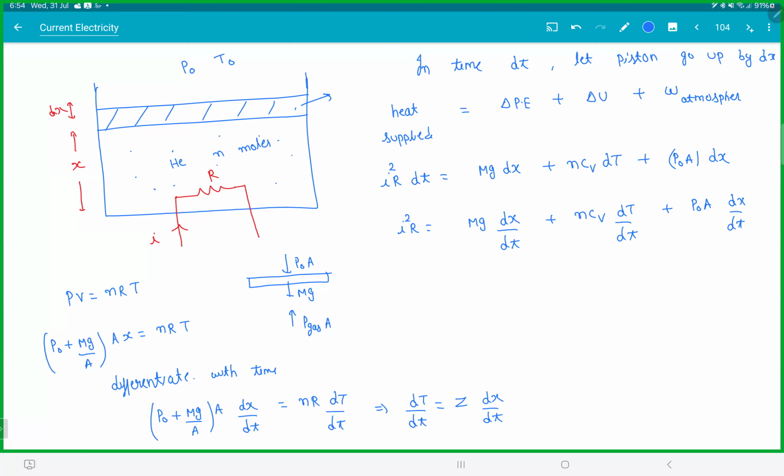That z you can calculate: (P naught plus mg by A) by nR, that is (P naught A plus mg) by nR. Perfect. And dx by dt is nothing but velocity. Substitute here. So this is I squared R equals mg velocity plus nCv z velocity plus P naught A velocity. So velocity would be I squared R by (mg plus P naught A plus nCv z). That is the speed of the piston.